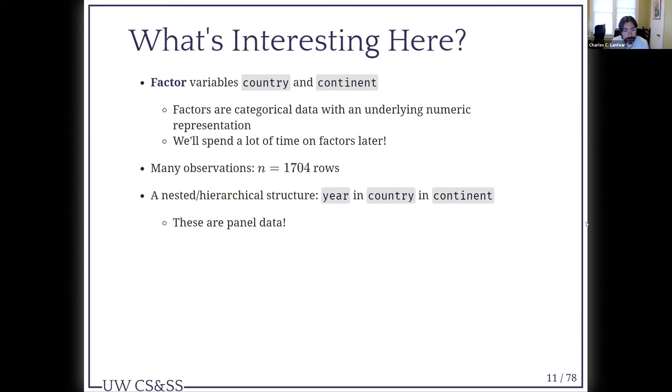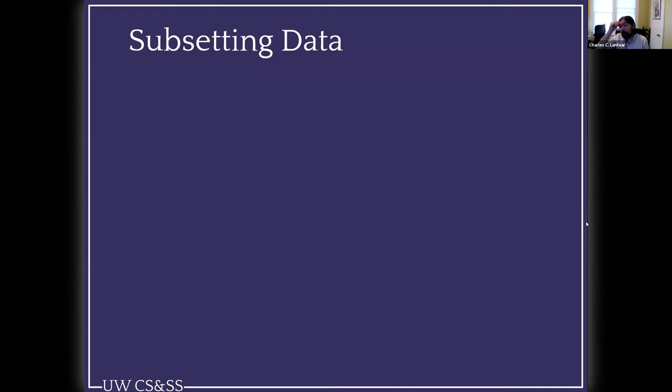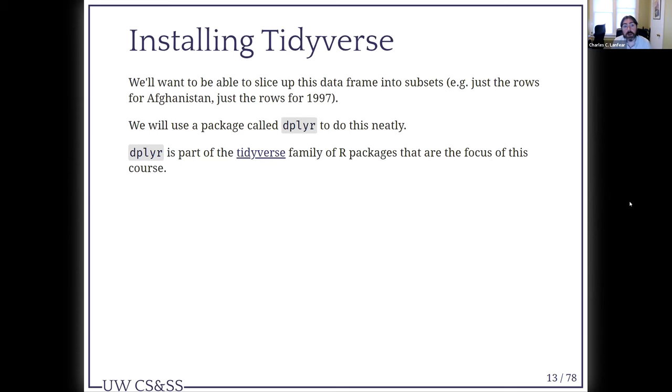It's panel data. Yeah, so to plot and work with these data, we need to know how to do a little bit of subsetting. So I want to show you just a tiny bit of subsetting, and then we'll get into pretty pictures, I promise you. So we want to be able to cut up or slice up this data frame into different subsets. And by subsets, I mean maybe we want just the rows for Afghanistan or just the rows associated with the year 1997. We're going to do this not using the stuff I showed you in lab, but rather using a package called dplyr.